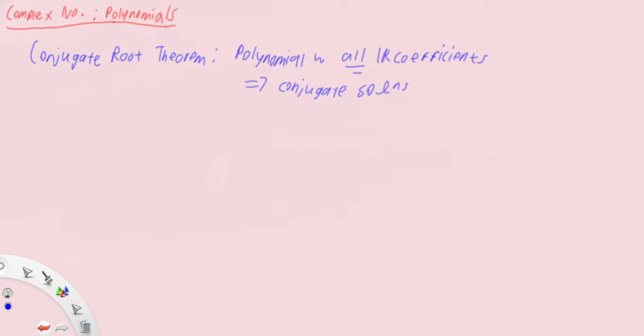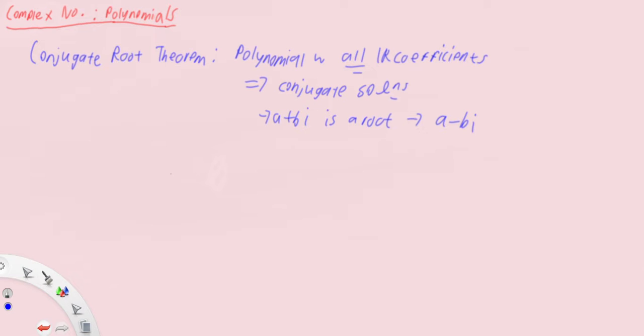Let's say we have a plus bi as a solution. a is any real number, b is any real number, which includes 0. If a plus bi is a root, our solution a minus bi, the conjugate, is also a root.